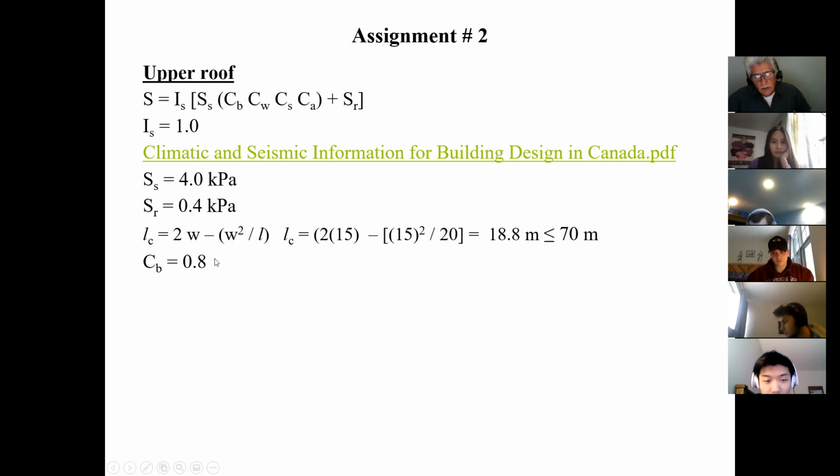So the CB value is always greater than or equal to 0.8. It's never less than 0.8. So if you happen to get something here because you accidentally forgot that the characteristic length has to be greater than 70, and you put that in the equation, it won't make sense. It has to be at least 0.8.